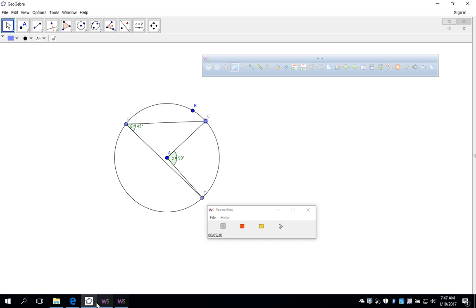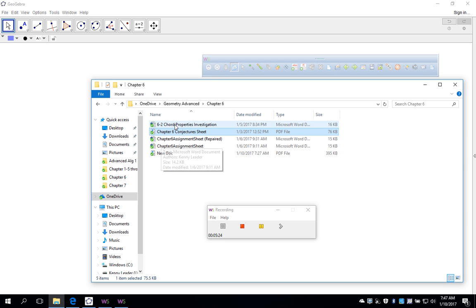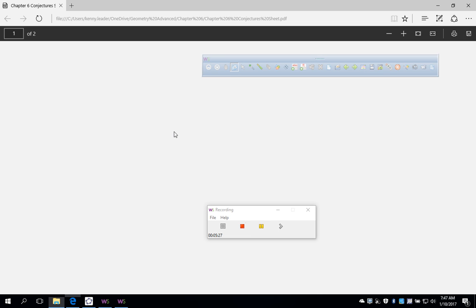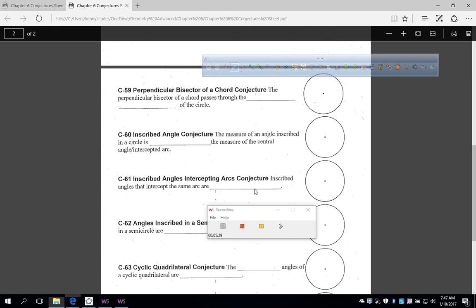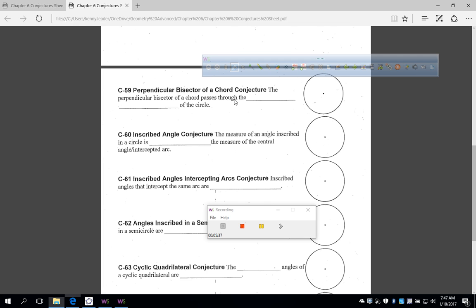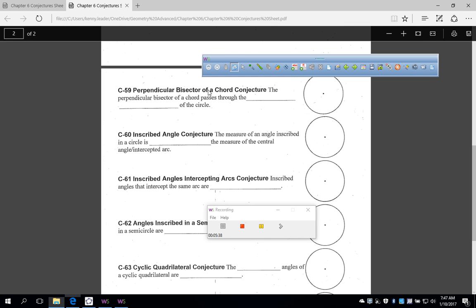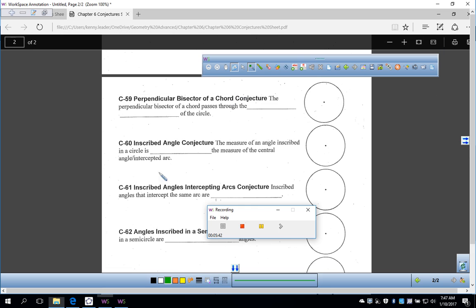Another way to say that: on the Chapter 6 conjecture sheet, it's C60, and this is a really important one to know. That conjecture says that the measure of an angle inscribed in a circle is half the measure of the central angle.